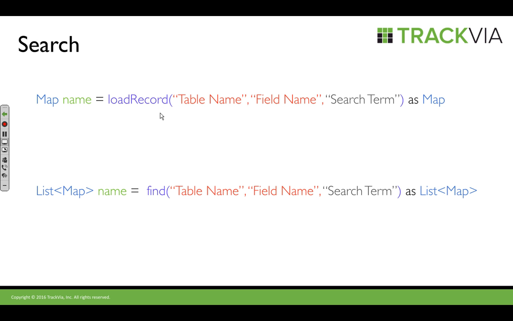Search. Search can be done two ways. The top one is to load one single record, and the bottom one is to find a list of all the records that meet my criteria. Today I'm going to show you the load record because we're looking for a one-for-one match from my equipment inspections to my maintenance inspections records.